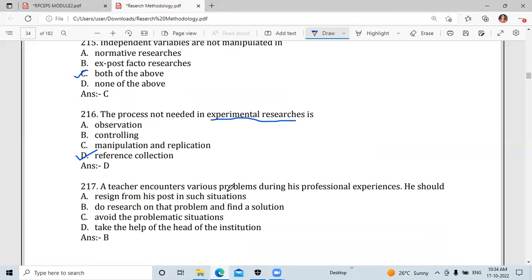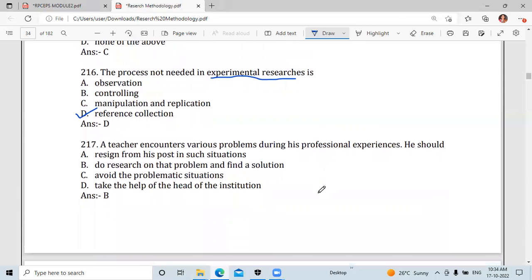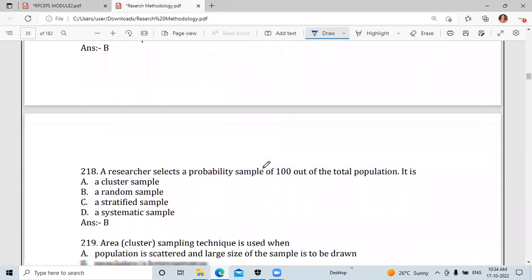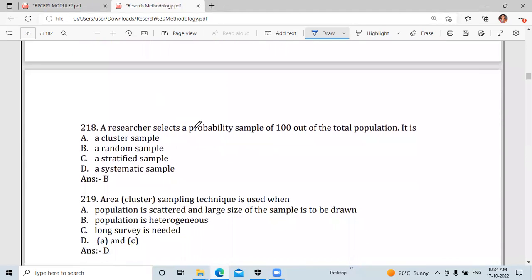A teacher encounters various problems during his professional experience. He should do research on that problem and find a solution for that. A researcher selects a probability sample of 100 out of the total population. It is a random sample.